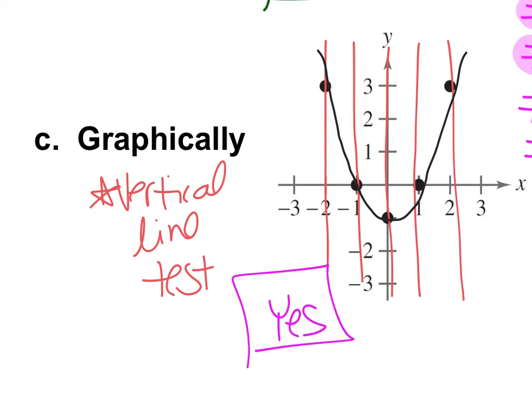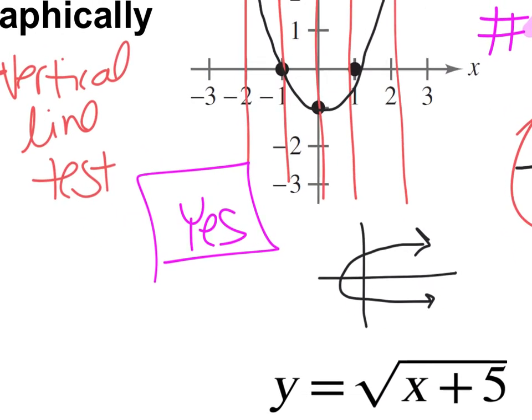If I took this parabola and I flipped it around, so if I said it's going to do this instead, that would not be a function, because if I draw a line, I'm going to cross twice, and that cannot happen. So this one is not a function.